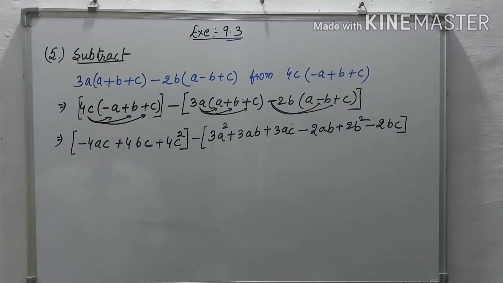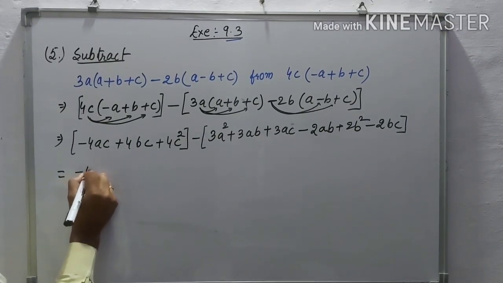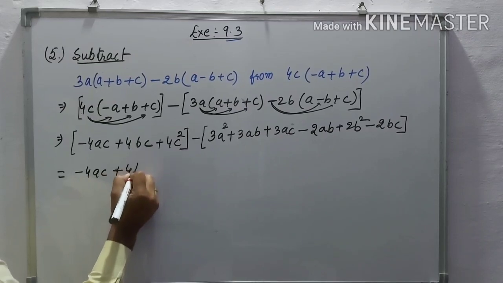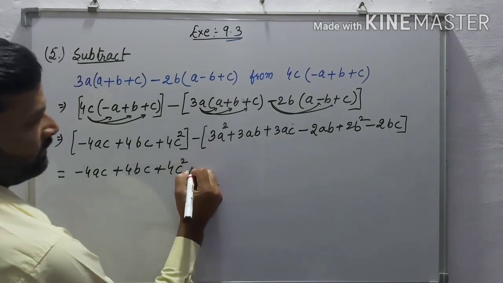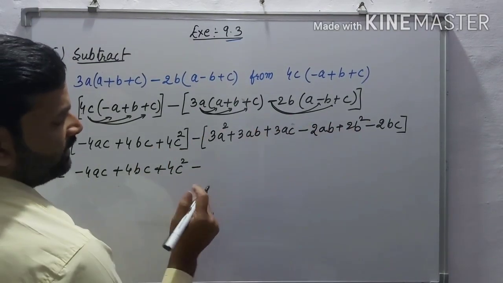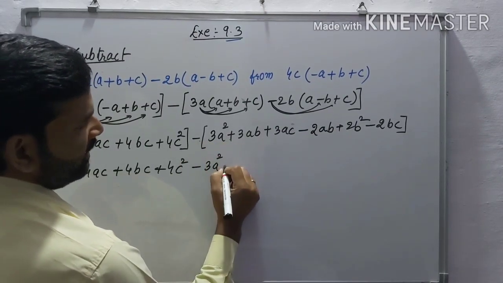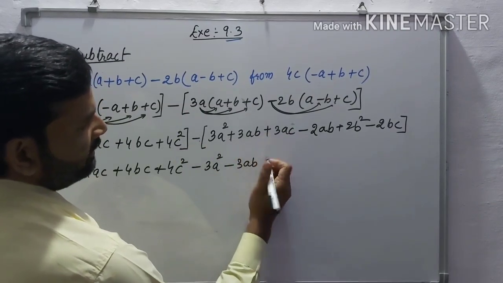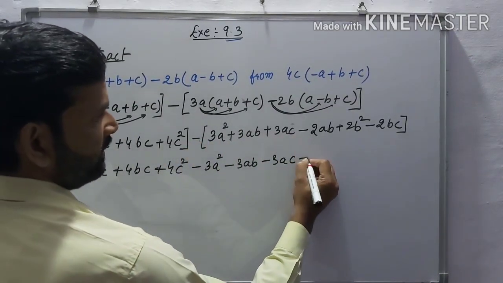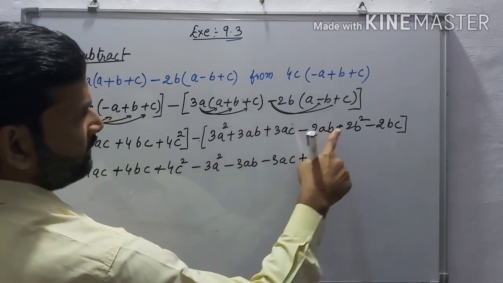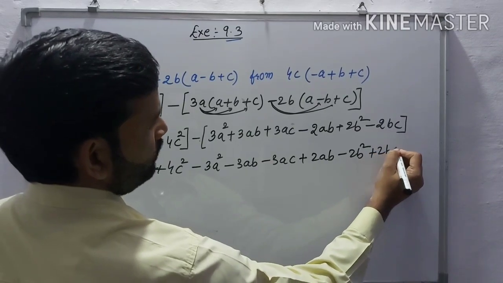Then open the bracket. It is very important, we learn that: minus 4AC plus 4BC plus 4C square. That's the first part. For the minus, you multiply the minus sign inside the bracket: 3A square minus plus minus 3AB, minus plus minus 3AC. OK, minus plus is 2AB, minus plus minus is 2B square, and minus plus is 2BC.